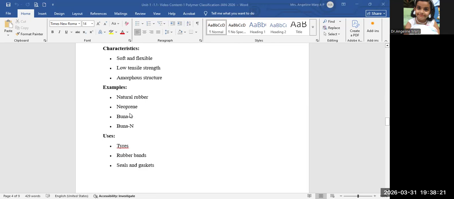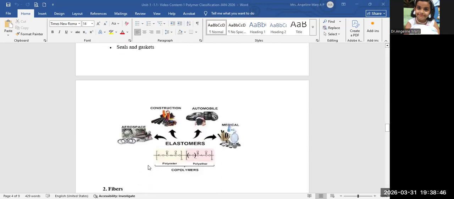Some examples of elastomers are natural rubber, neoprene, Buna rubber, Buna S, and Buna N. These are the examples of elastomers. Where are elastomers used? In tires, rubber bands, seals, and gaskets. Here there are some more examples: construction and automobile parts, medical parts, cylindrical needles, and aerospace parts. In these areas, elastomers are used.